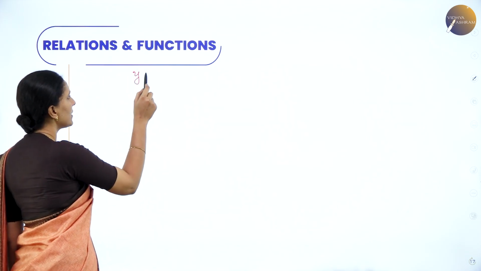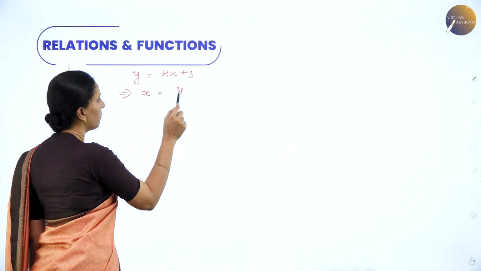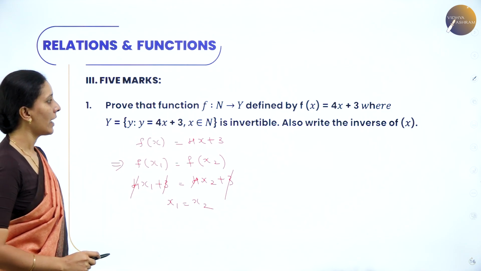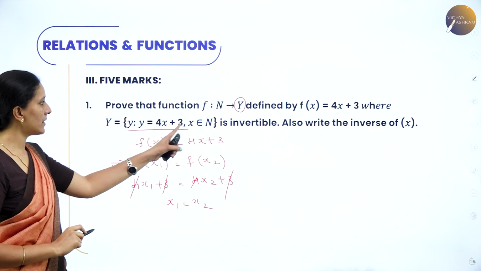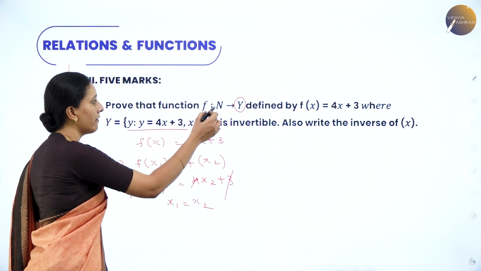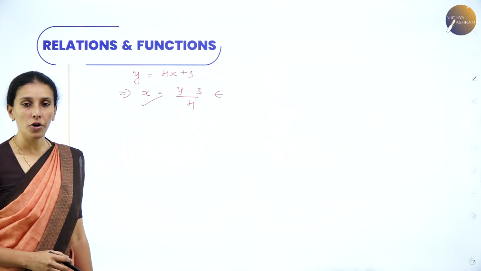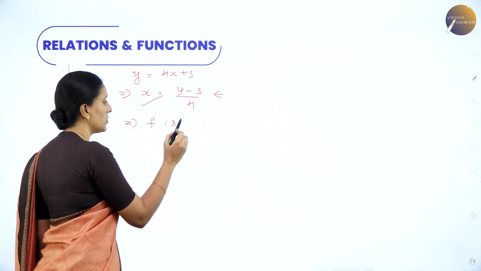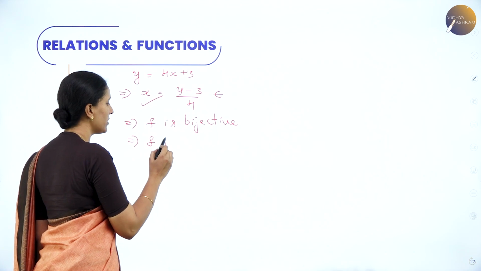Now we have y is equal to 4x plus 3. So this implies x is equal to y minus 3 by 4. This x belongs to the given set N here, because by looking at the condition of y, we can clearly see x belongs to the domain. So that means for every element in the set Y, we have one element in the domain. So therefore, clearly this is an onto function. Now f is one-one and f is onto. This implies f is bijective. So if f is bijective, it is invertible. So this implies f is invertible.